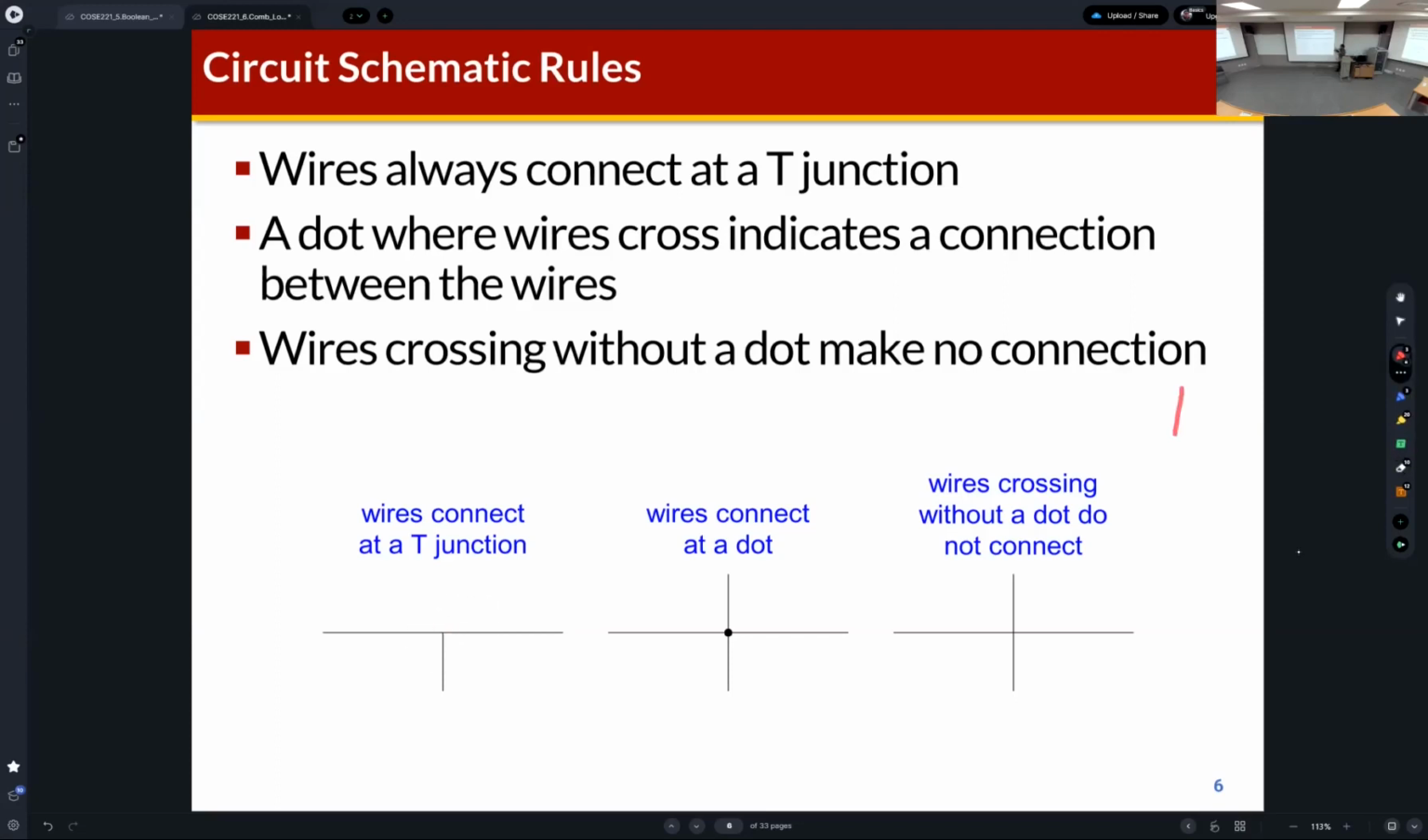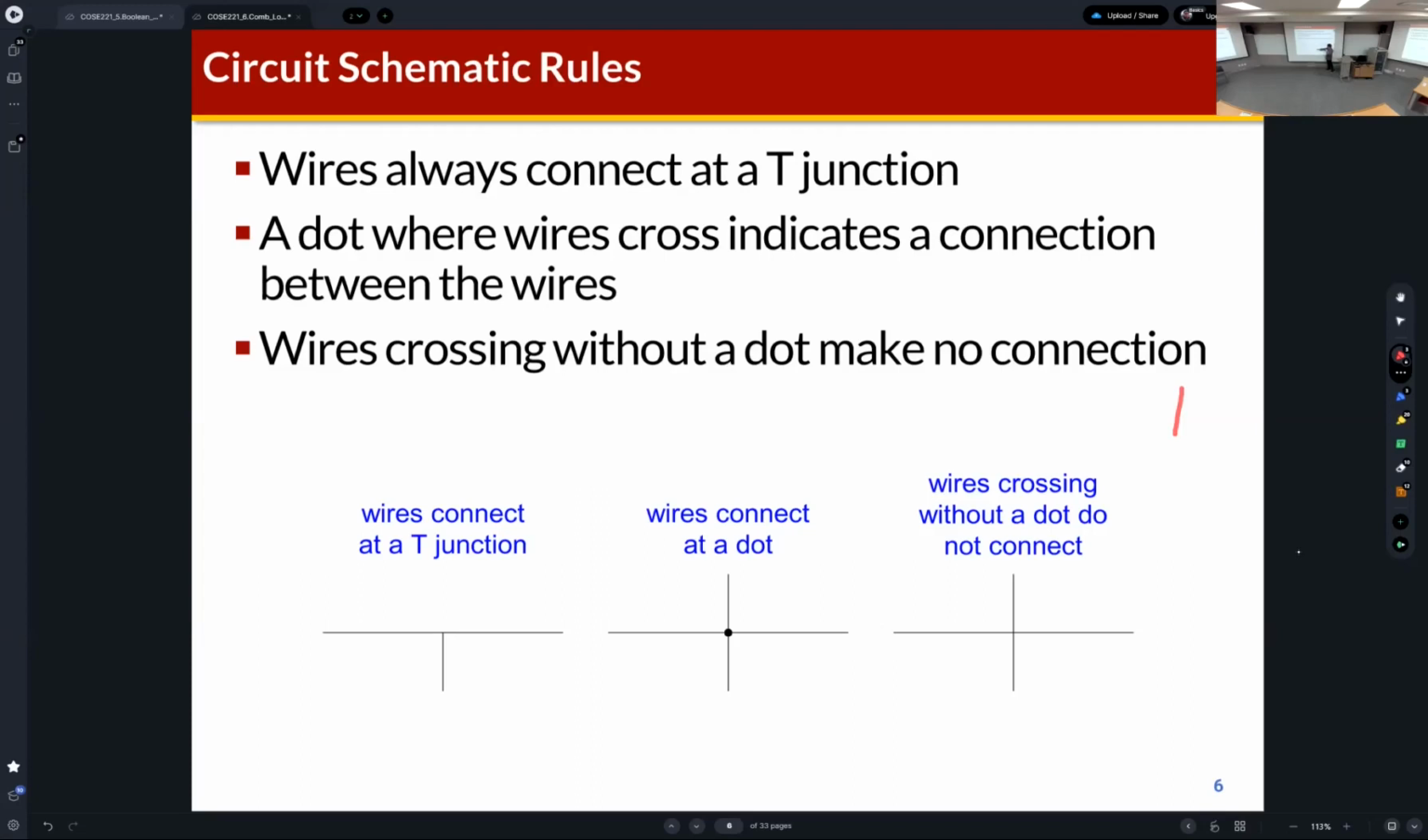These two wires are connected, right? And it's obvious. So this wire ends at this point, which means that this vertical line is connected to the horizontal line. So if we use the T junction, it means that these two wires are connected to each other.